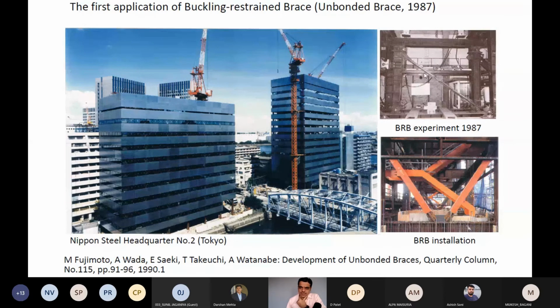So here we can see again it's a full scale testing which was done in 1987, and even today full scale testings are still required for the BRB. And this is a typical figure which shows the BRB installation. Okay.